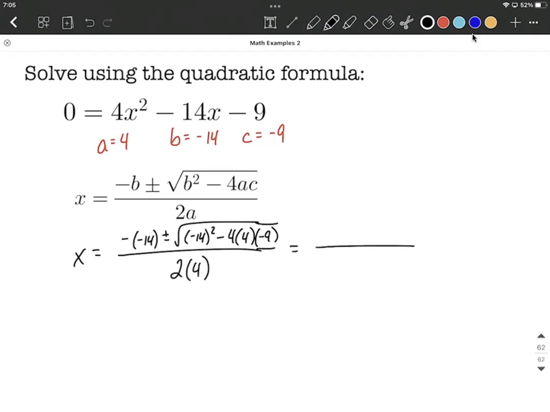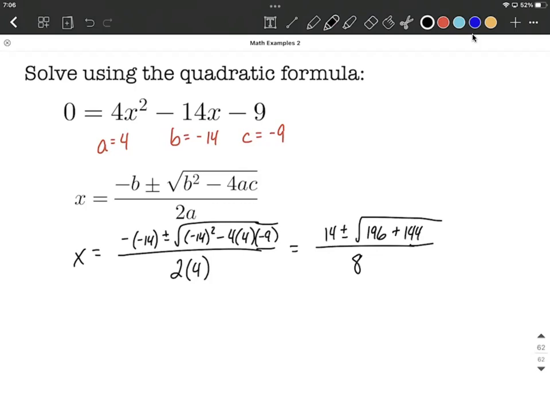All right, so we have negative of negative 14 makes positive 14, plus or minus the square root. Probably go ahead and square the negative 14. So negative 14 times negative 14 is 196. And now we do have two negatives multiplied together. I'm thinking negative 4 times positive 4 times negative 9 is going to make a positive overall. And then that is 144, 16 times 9, all over 8.